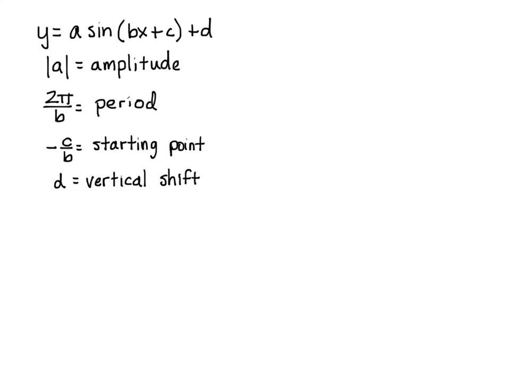Now, I didn't exactly explain the role of b in that horizontal shift. We'll see this in the examples, why that has to be negative c over b and not just c. So in the example that I just gave you, b was 1, so the starting point is negative pi over 4. So that was pi over 4, which was our starting point. And then the vertical shift, I think that one you probably all have grasped now.